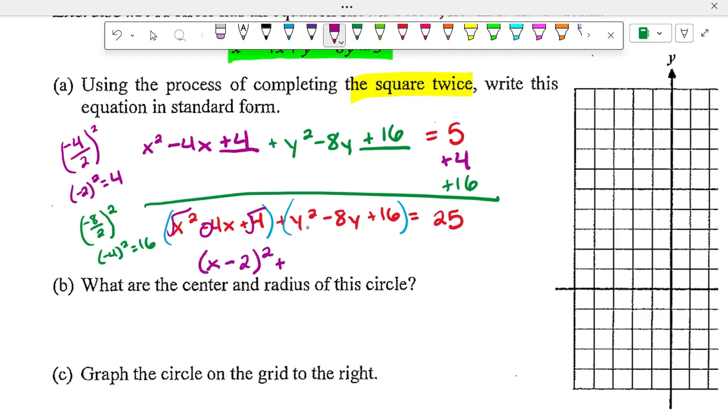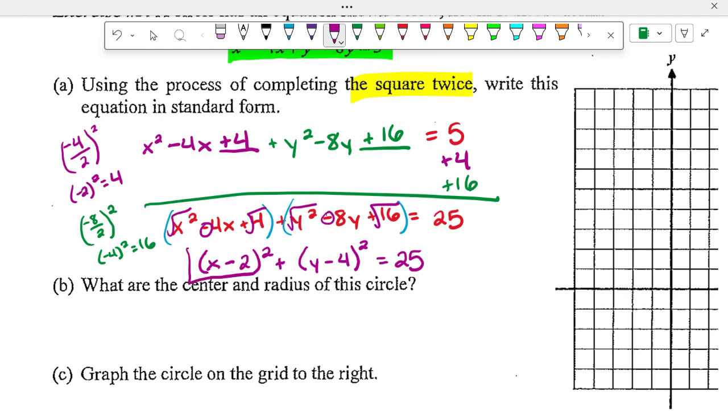Plus, all right, square root the first, keep the sign of the second, square root the last. So what's the square root of y squared? Bring down the minus, square root of 16. What am I missing? The square. Now I bring down the 25.